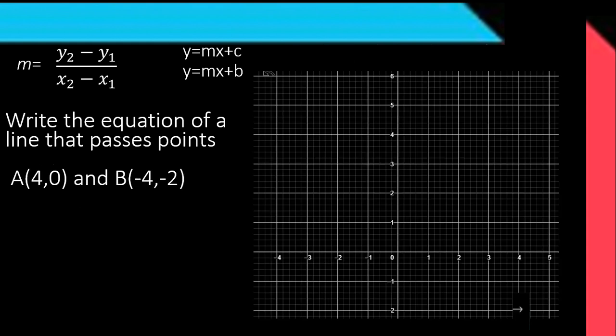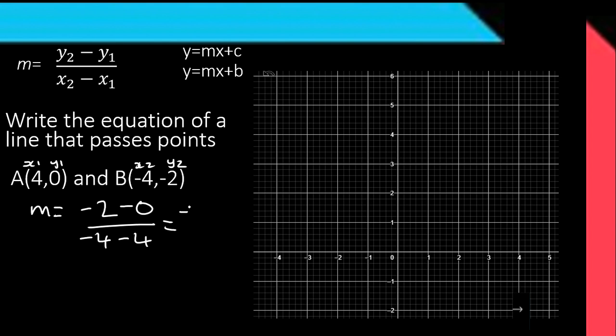Right, next question. Let's have a look when we have some negative ordered pairs. Again, I'm going to do exactly the same as the last question. I need to work out the slope. So we have coordinate 1 and coordinate 2. The first thing I need to do is say negative 2 subtract 0 over negative 4 subtract 4. Negative 2 subtract 0 is negative 2. And then negative 4 subtract 4 is negative 8.